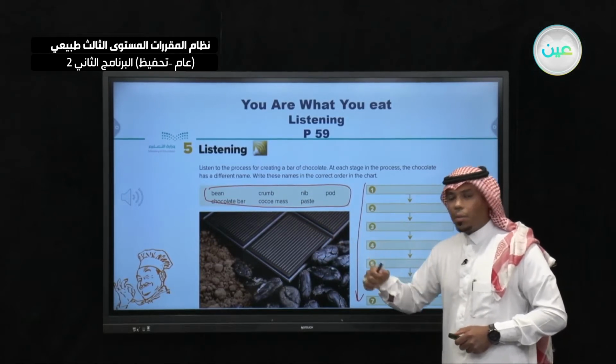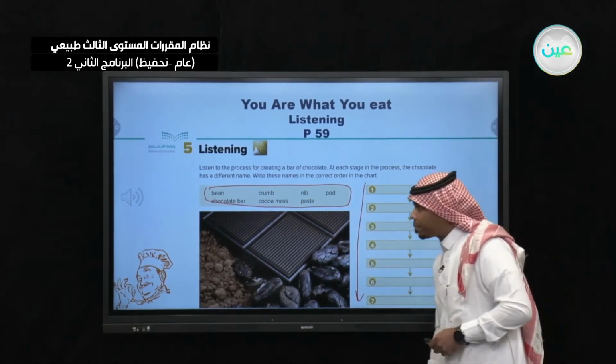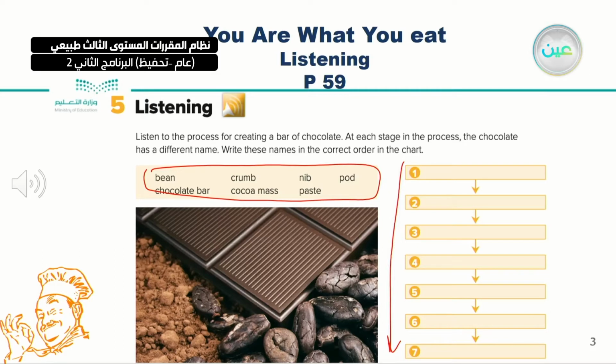Let's start by listening to the audio. Page 59. 5. Listening. Listen to the process for creating a bar of chocolate. At each stage in the process, the chocolate has a different name. Write these names in the correct order in the chart.